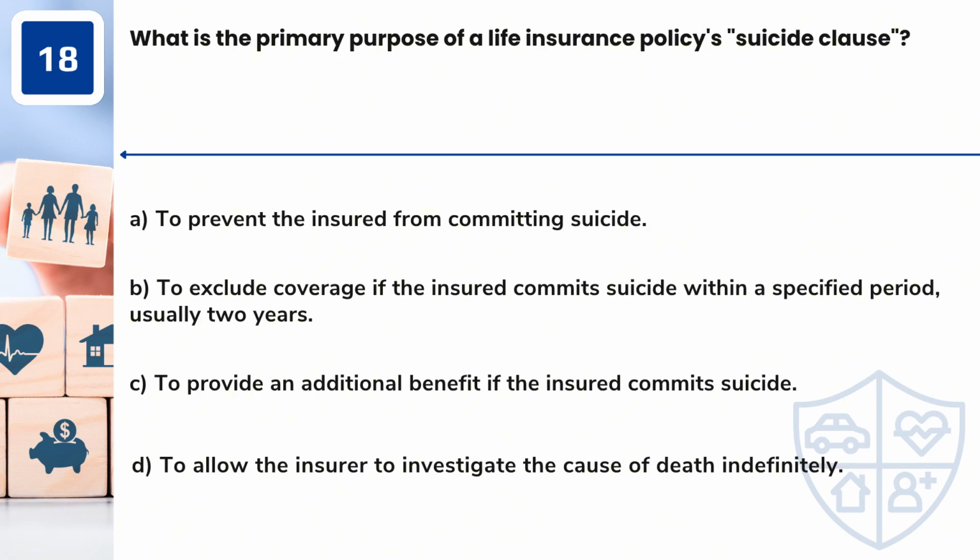Question 18. What is the primary purpose of a life insurance policy's suicide clause? A. To prevent the insured from committing suicide. B. To exclude coverage if the insured commits suicide within a specified period, usually 2 years. C. To provide an additional benefit if the insured commits suicide. D. To allow the insurer to investigate the cause of death indefinitely.